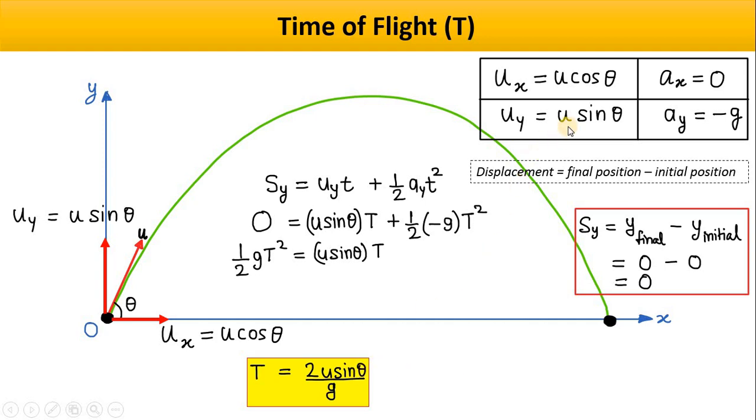Furthermore, you also observe that u sin theta is nothing but uy, so this formula can also be written as 2uy by g. So finally, after solving this derivation, we learn from here that the time taken by the projectile to go from the starting point to the ending point, that time of flight, depends only on the y component of initial velocity. It does not depend on the x component of initial velocity. Interesting, isn't it? Let's go ahead. Next derivation.